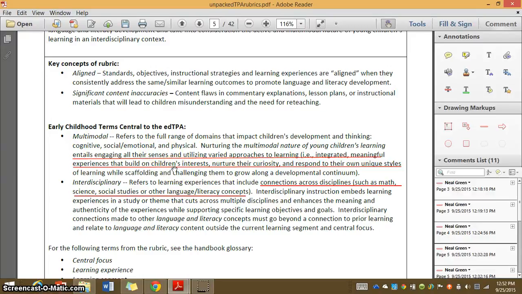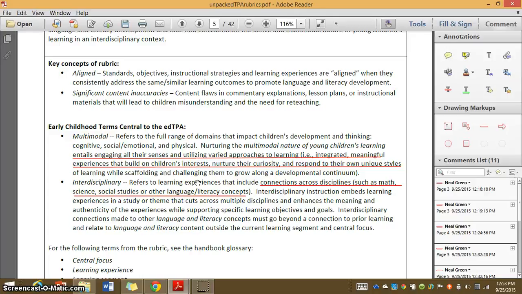So nurturing those domains, you're going to engage their senses. You're going to use a bunch of approaches to learning for integrated, meaningful experiences that build on their interests, nurture their curiosity, and respond to their own unique styles. Think maybe learning styles, multiple intelligences, etc. So think of all the different ways that you can approach one topic that are going to meet the needs of all your visual learners, your auditory learners, your kinesthetic learners. Think of it that way. And you're going to challenge them to grow.